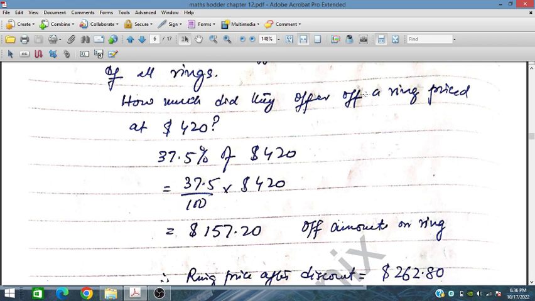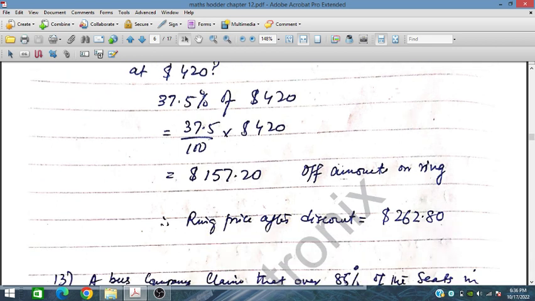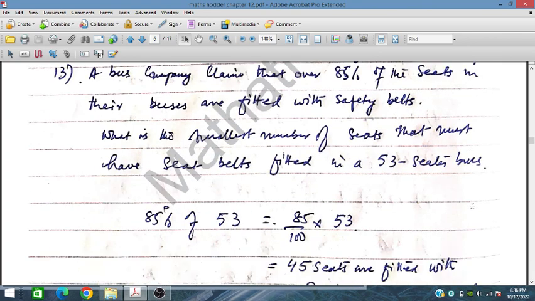So we will subtract this from 420 to find the discount price. So ring price after discount is equal to $420 minus 157.20, which is equal to 262.80.